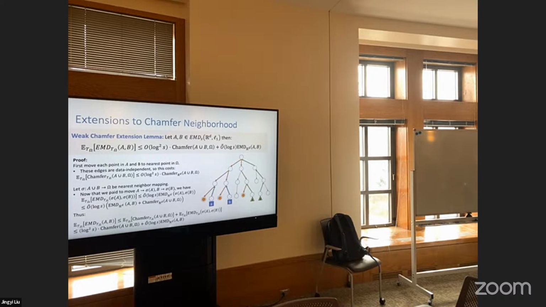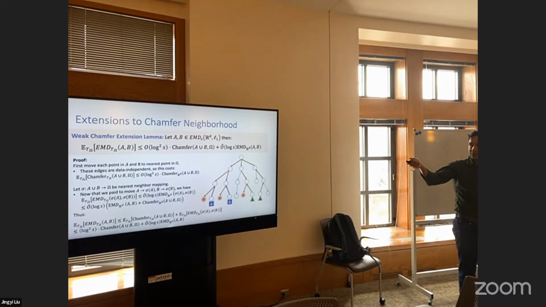So we didn't really do anything tricky here. We just applied the data independent bound and the data dependent bound and triangle inequality to show that the earth mover distance in the tree is at most log squared S times chamfer plus the EMD. So what this is saying is that for points that are very close to the sample, closer to the sample than they are to each other, like a log squared S closer, their earth mover distance in the tree is a good approximation.